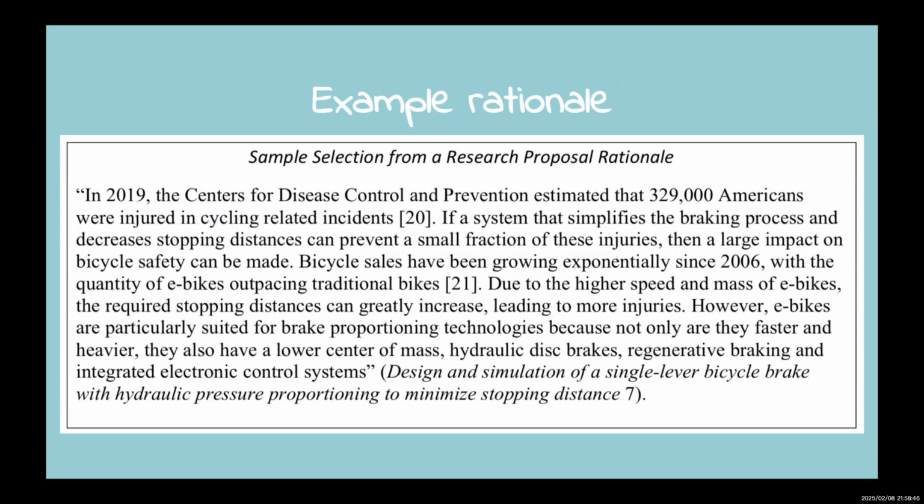But then the sentence after that is part of the persuasion, and it's part of relating these facts to their research. It says, if a system that simplifies the braking process and decreases stopping distances can prevent a small fraction of these injuries, then a large impact on bicycle safety can be made. Firstly, it's saying that so many people get hurt from cycling-related incidents, so that proves that my research on simplifying the braking process, which will help prevent injuries, will really help this problem that exists in society right now. So you can see a good combination there.